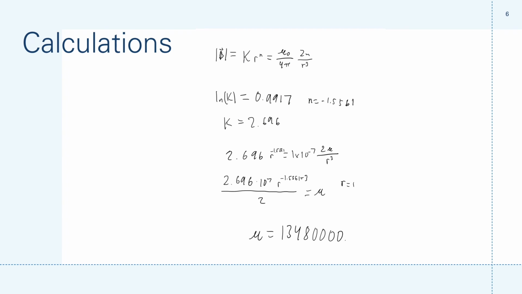I had to do some calculations to find mu, the magnetic dipole moment. Since we knew ln of k, we can find k by doing e to the ln of k. So we did e to the 0.9917, which equals 2.696. Rearranging the equation and solving it out, we get the big number down there, which is the magnetic dipole moment that we calculated with our experimental data.